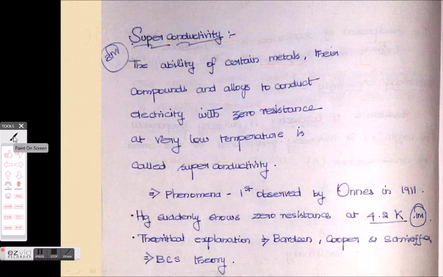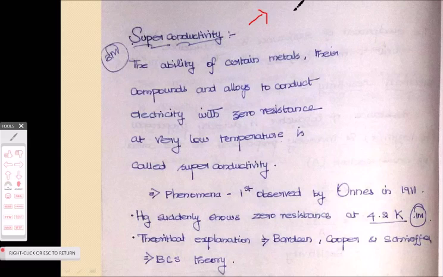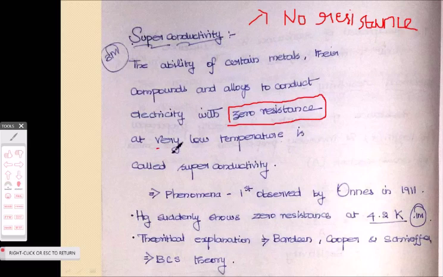Then we have to see what is superconductivity. Superconductivity means the resistance will be 0. Superconductivity means there will be no resistance, no resistance to current flow. This condition is called superconductivity. The ability of certain metals and their compounds to conduct electricity with zero resistance at very low temperature. Only when the temperature is very low, the substances enter into a state called superconductivity.